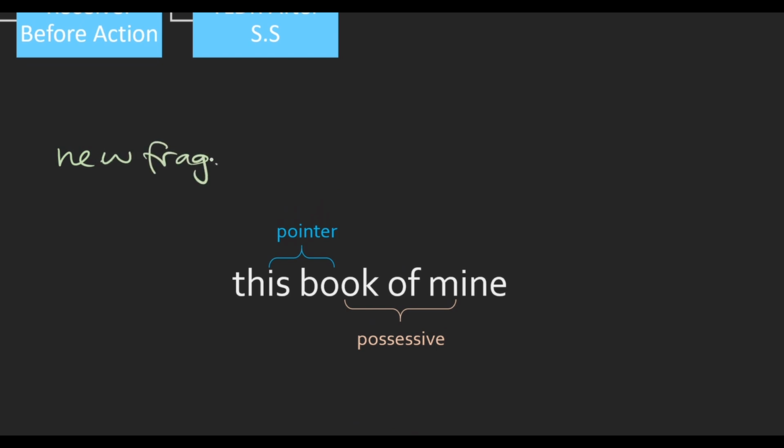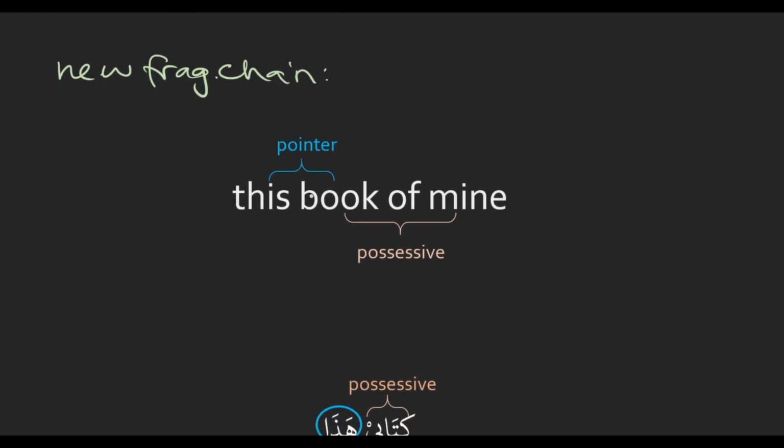Okay, so let's look at this example: this book of mine. What kind of word is this? It's a pointer word. But what are you pointing at here? The book. Just the book? Or my book, I guess. Yeah, the book of mine. And book of mine or my book is what kind of fragment? It's a possessive. I have a book. So we're pointing at a possessive fragment. Easy enough in English, right?